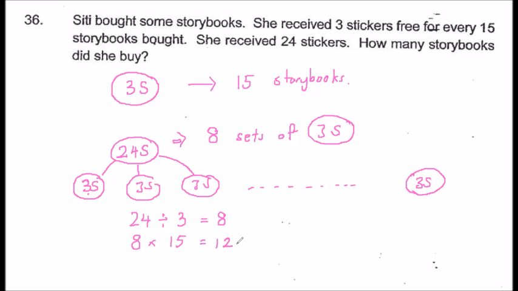Okay, you have 120. Okay, so 120 you can just write down. How many storybooks did she buy? She bought 120 storybooks.